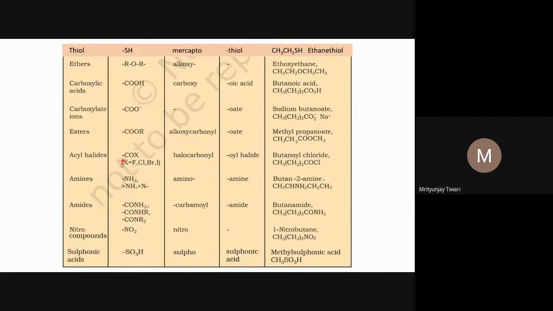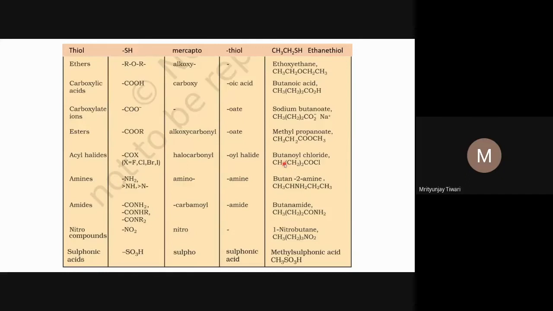And if the acyl halide is there as a subsidiary functional group, then we call this group a halocarbonyl. So this is halo and this is carbonyl. This is a halo group: fluorocarbonyl, chlorocarbonyl, bromocarbonyl, iodocarbonyl. And if this is used as the IUPAC group suffix, then if this was COF, we call it oyl fluoride. If it was COCl, oyl chloride. If it was COBr, oyl bromide, and oyl iodide for iodine.